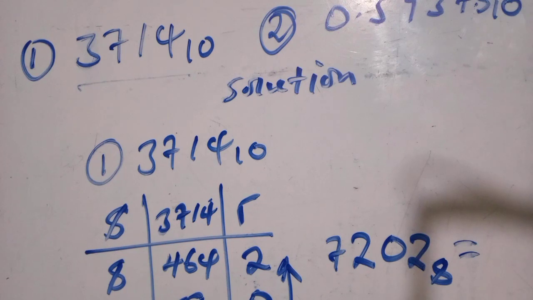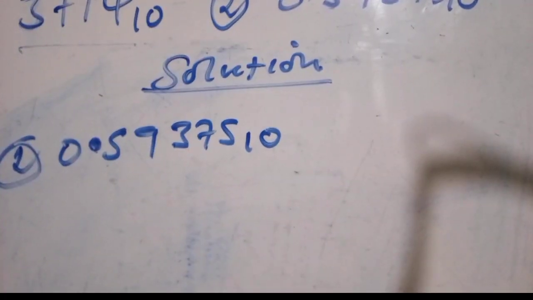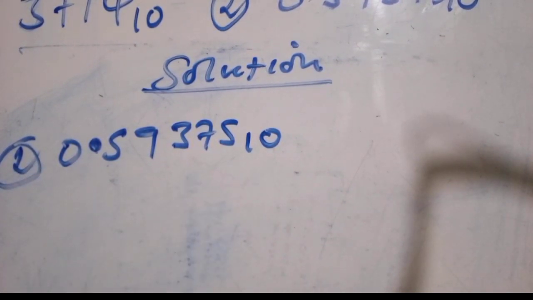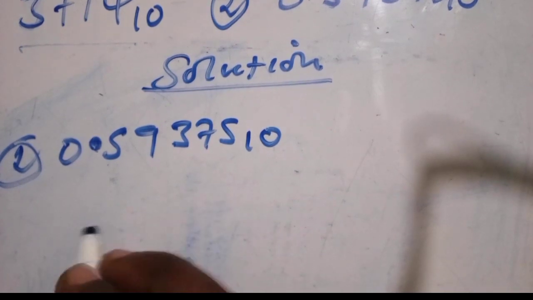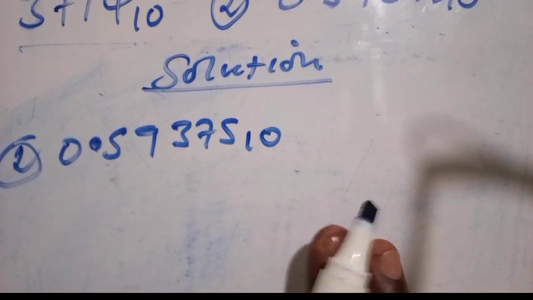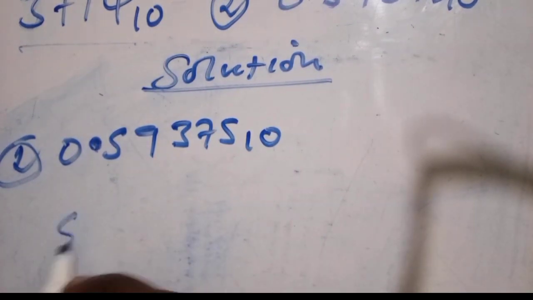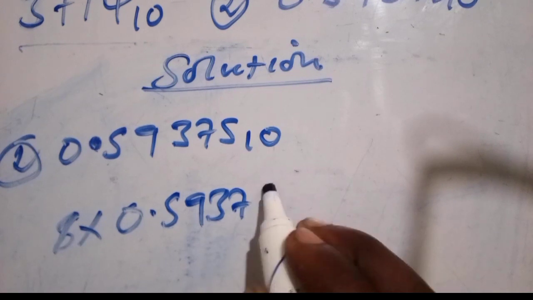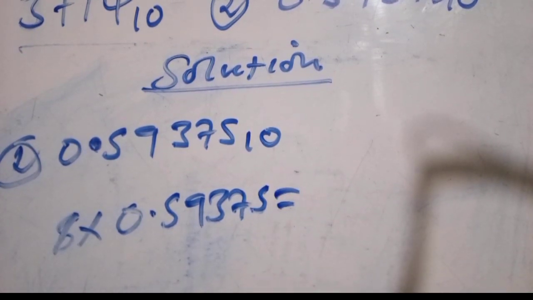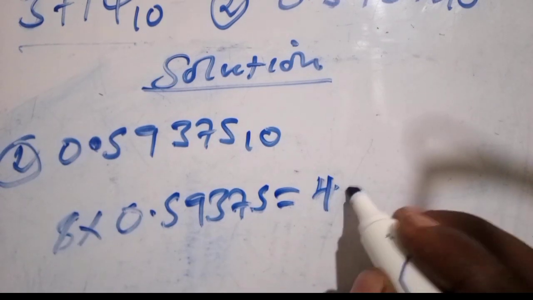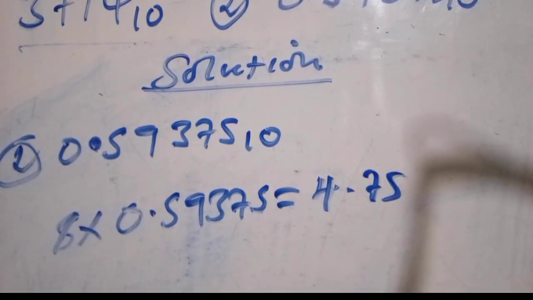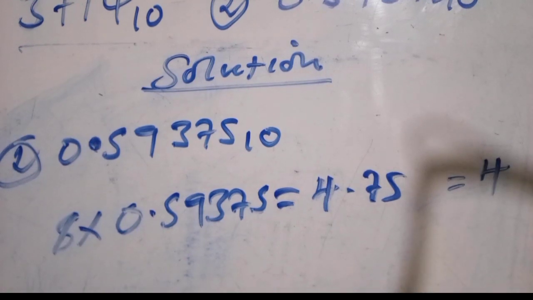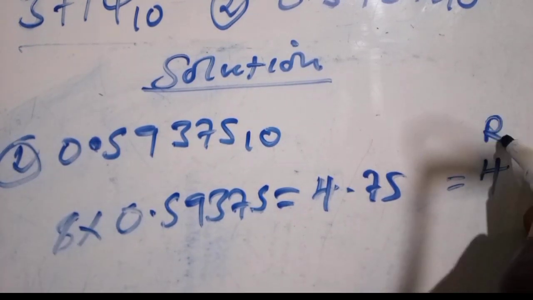So let's look at question 2 now. When you are converting decimal numbers in base 10, you multiply this number by 8, because we are taking it into base 8. That's when we take it to base 2. So we multiply this number by 8. 8 multiplied by 0.59375. The answer you get is 4.75. So the integer part which we have is 4, this is our remainder.